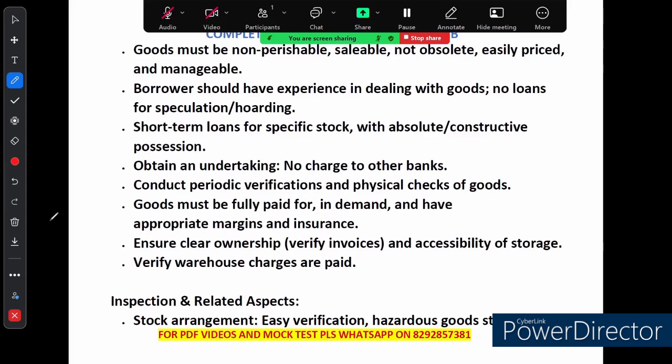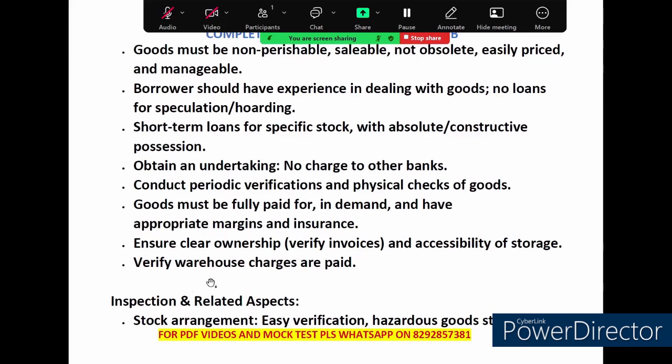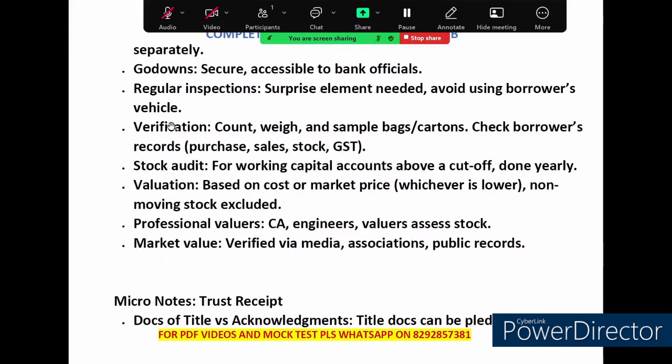Banks need to regularly inspect the goods that the borrower uses as security for the loan. Here is how they manage it. The first is called stock arrangement. Goods should be arranged so that they are easy to check, and any hazardous goods need to be stored separately. Next thing is godown.